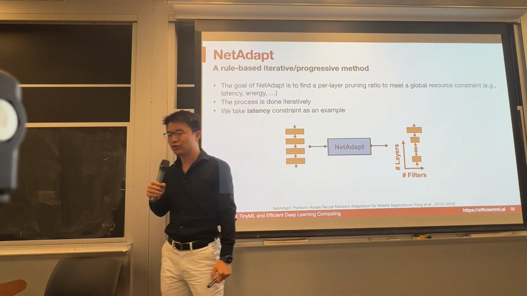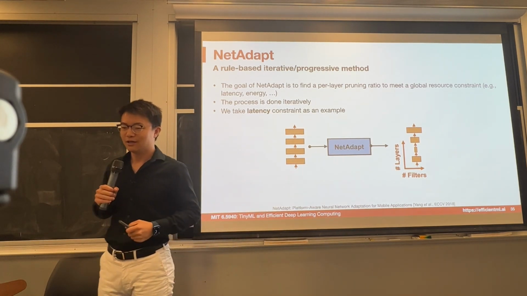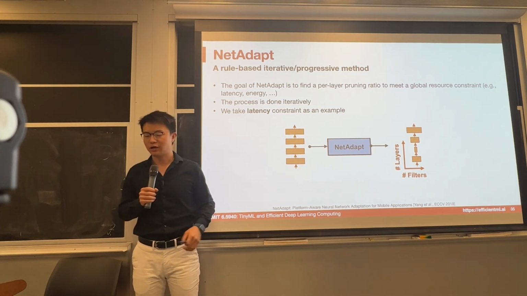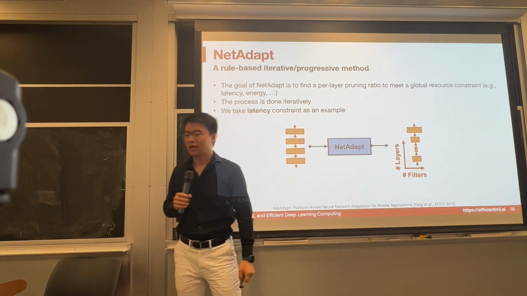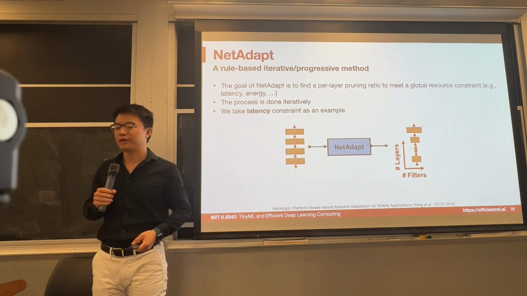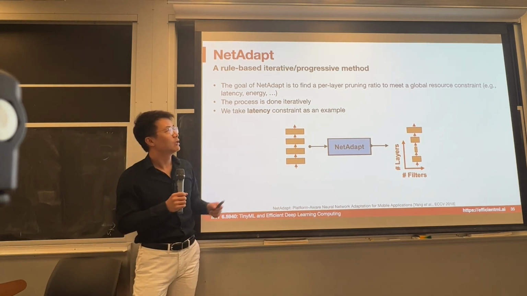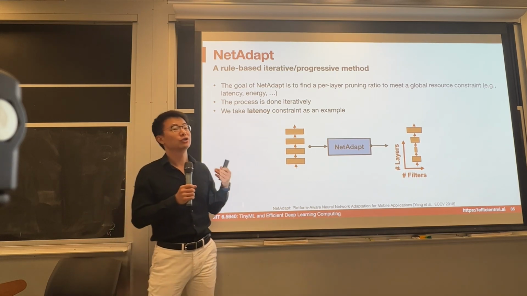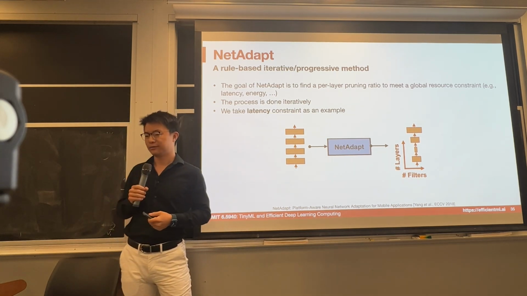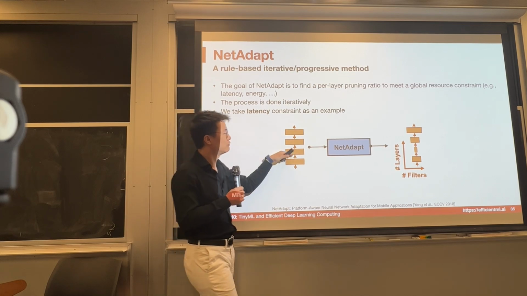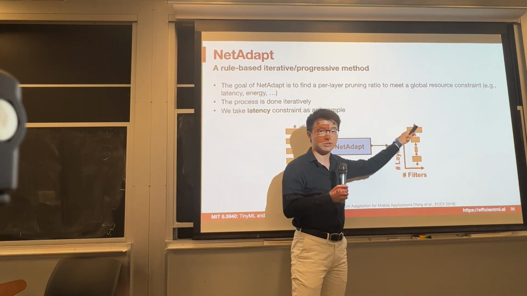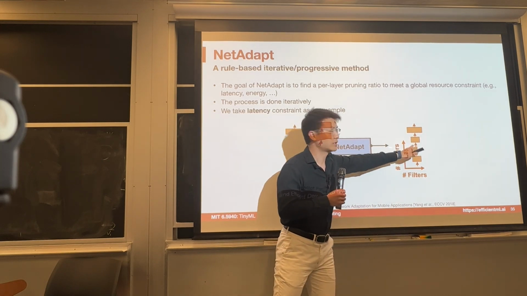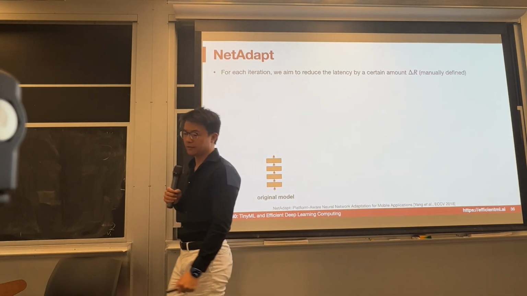All right, let's introduce another cool method, which I really like from my colleague Vivian's group, also in the same period. Rule-based, iterative versus progressive method to select how much we should prune for each layer. Okay, so this is the original 4-layer neural network. This is the pruned 4-layer neural network, and we want to select how much we prune for each layer.